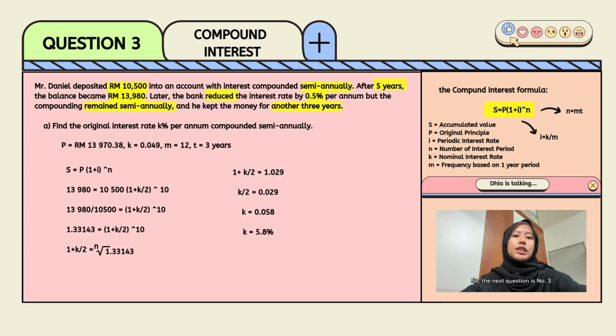So the next question is number 3. The question is to find the original interest rate. For part A, Mr. Daniel deposits 10,500 and after 5 years, the balance becomes 13,980. Since the interest is compounded semi-annually, the number of compounding periods per year is 2.